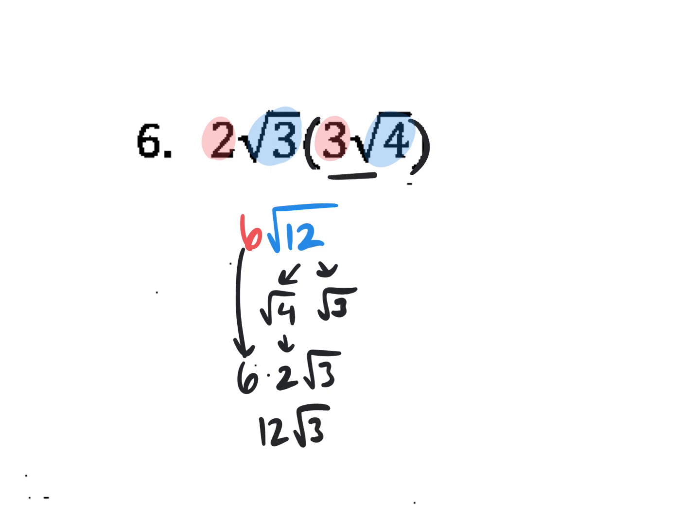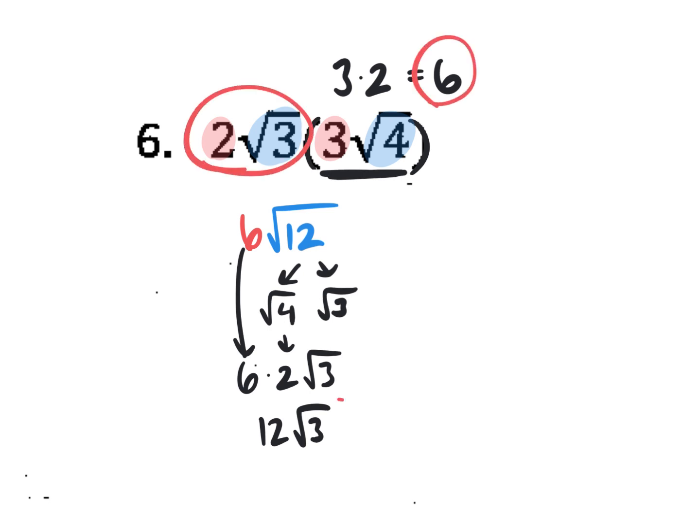You could have also simplified this radical first and changed it to 3 times 2, which equals 6, and then multiplied that together with your 2 square root of 3 to give you your final answer of 12 square root of 3.